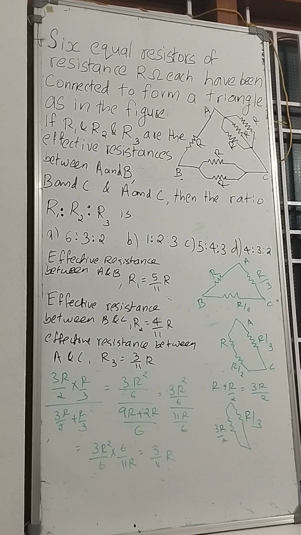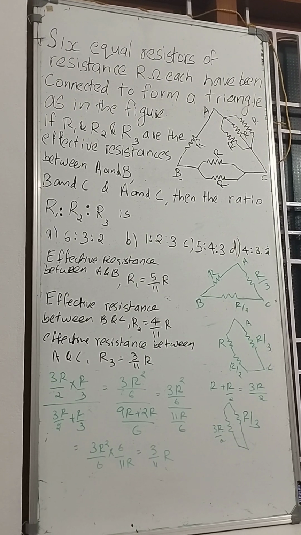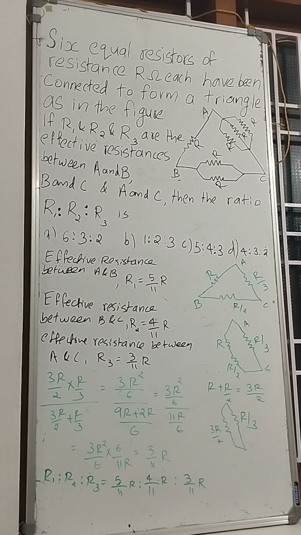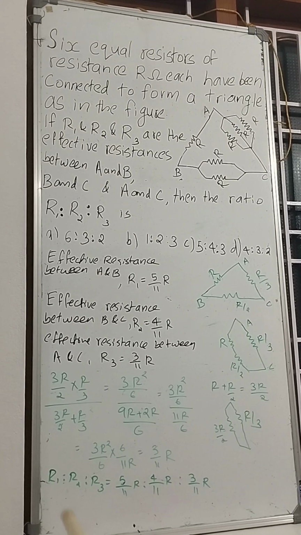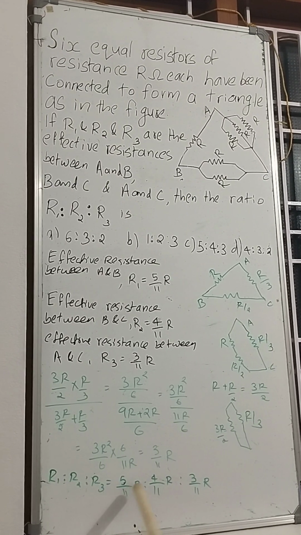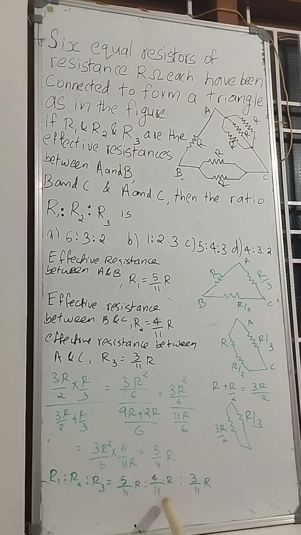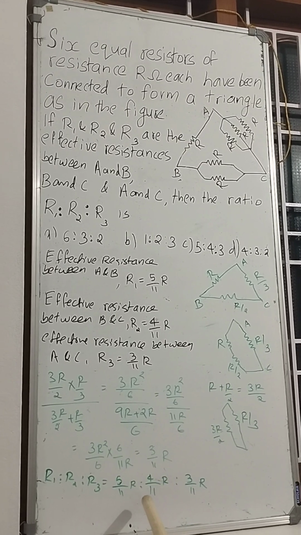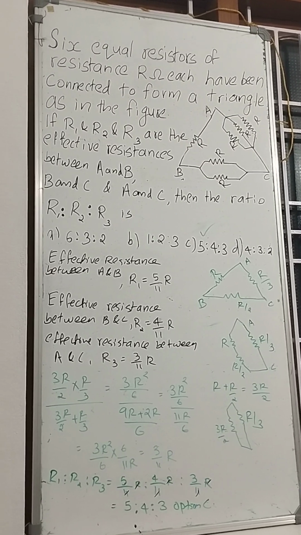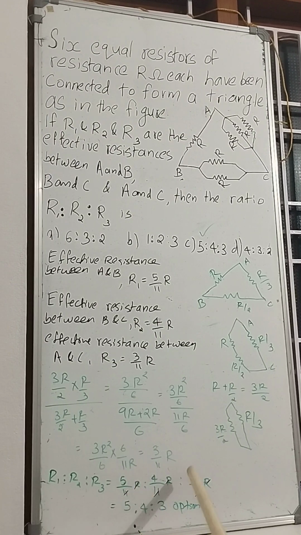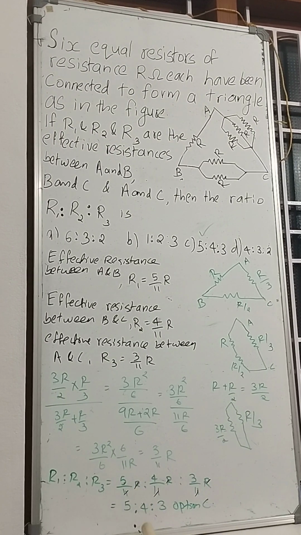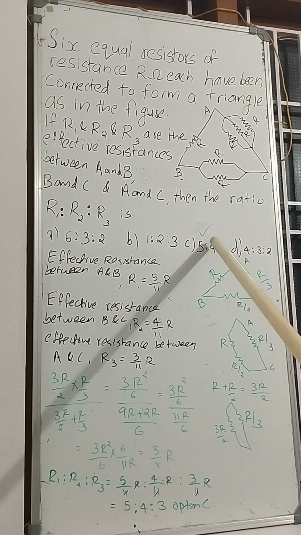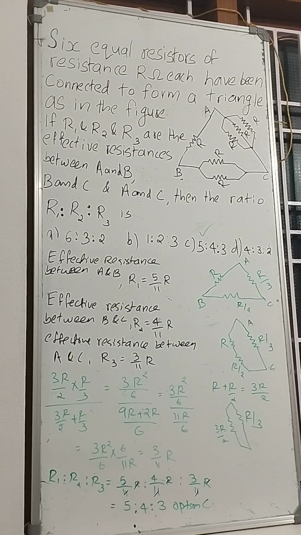Now what about the ratio of their resistances? The ratio R1 is to R2 is to R3 is 5 by 11 R is to 4 by 11 R is to 3 by 11 R. Now R by 11 can be cancelled from all terms. So cancelling R by 11 from all terms, we are getting 5 is to 4 is to 3. The answer is option C, 5 is to 4 is to 3.